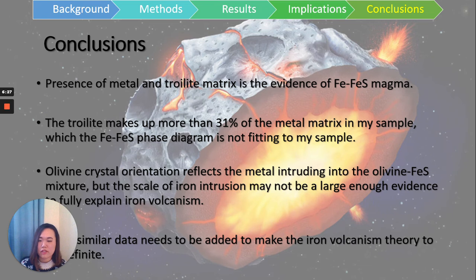Olivine crystal orientations reflect the metal intrusions into the olivine-FeS mixture, but the scale of iron intrusion may not be large enough to support the iron volcanism theory. Therefore, I would imagine we need more data to support the iron volcanism theory.